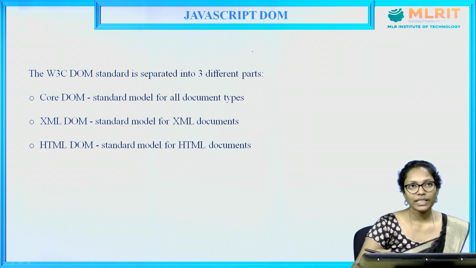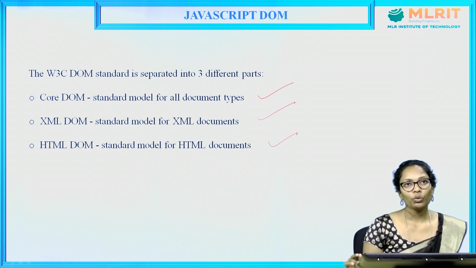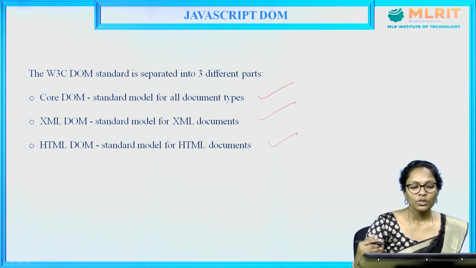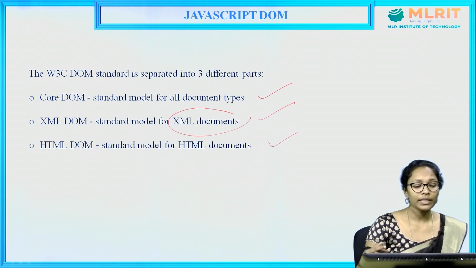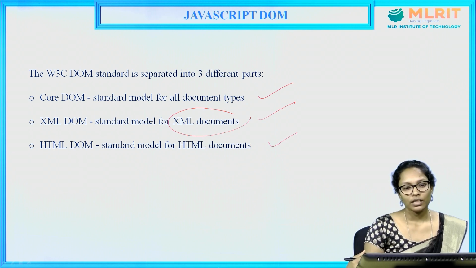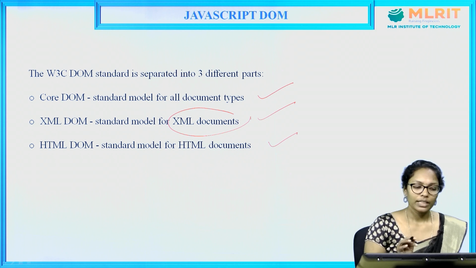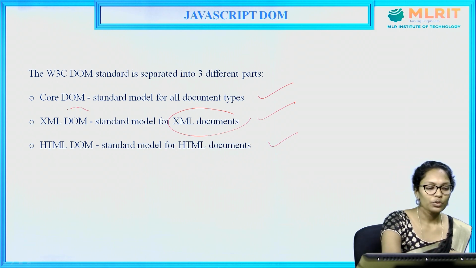So we have actually three types of DOM: core DOM, XML DOM, and HTML DOM. Core DOM is for all types of documents, whereas XML DOM is only for XML documents. XML stands for Extensible Markup Language. It is not for displaying actually. XML will store some content. There we can define our own tags. Based on your program, it will provide some structure for your XML document. The same way, to access that XML document, we can use this DOM.